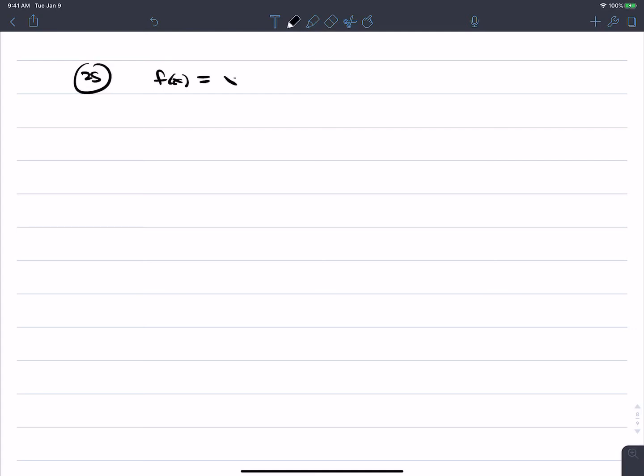Our function is x cubed minus 5x squared plus 3x plus 1, and they didn't give us a k value here. They gave us the x minus k term. And so what they're going to say now for question number 25 is, use synthetic division to determine whether x minus k is a factor for the polynomial function. So the question is going to be, is x minus k a factor?